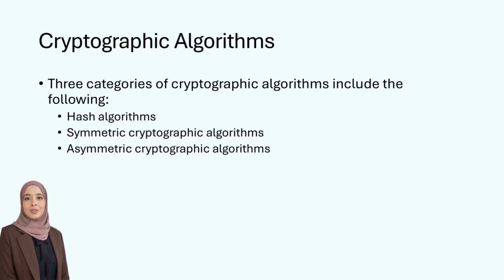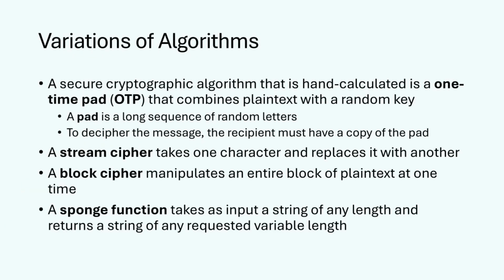It's symmetric, okay? And finally, we have the asymmetric cryptographic algorithms. These use two different keys, one to encrypt and another one to decrypt. This way, the sender and receiver don't need to share the same key, okay? Each of these types helps protect information in different ways.